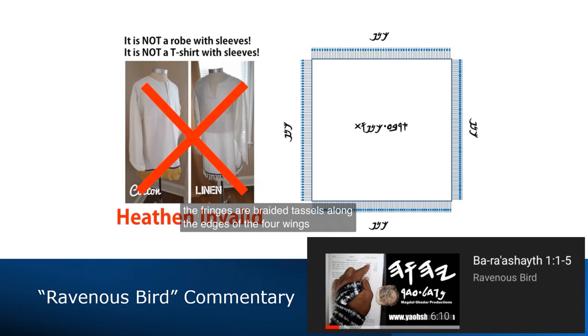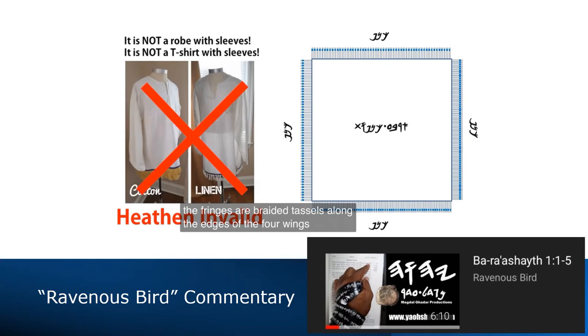I make set apart apparel, long or short, and then I put zitzats on the end of it with borders of violet. And he's saying that this is a heathen apparel. Number one, I'm not a heathen, and this is actually a garment. His image on the right is not a garment.